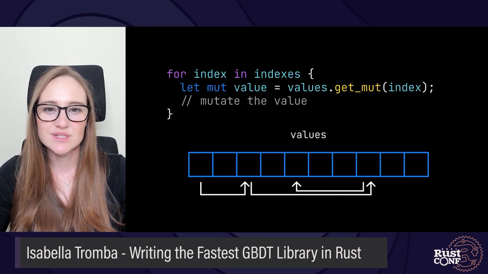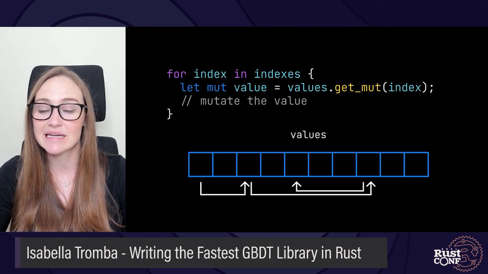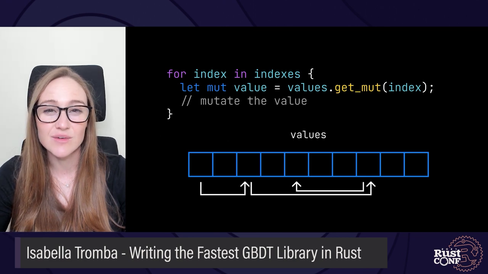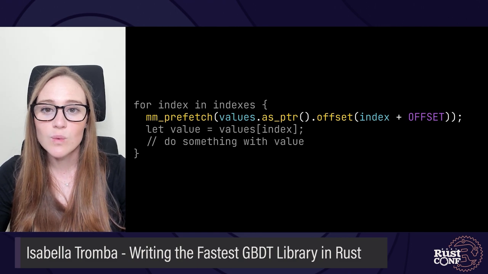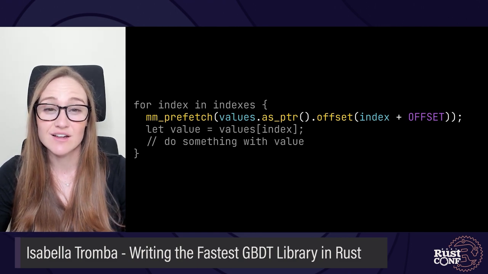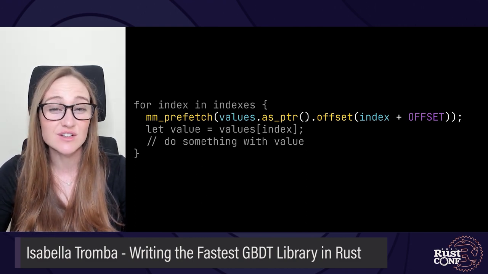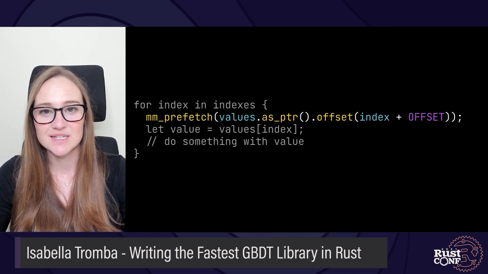Remember how we noticed that this code results in accessing the values array out of order? This is really bad for cache performance because CPUs assume you're going to access memory in order. If a value isn't in cache, the CPU has to wait until it's loaded from main memory, making your program slower. However, we know which values we're going to be accessing a few iterations in the loop in the future. We can hint to x86-64 CPUs to prefetch those values into cache using the prefetch intrinsic. We experimented with different values of the offset until we got the best performance.